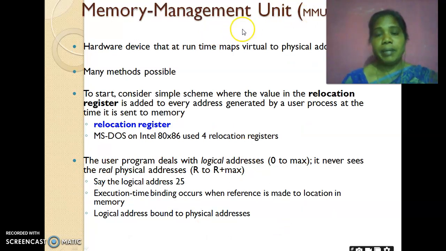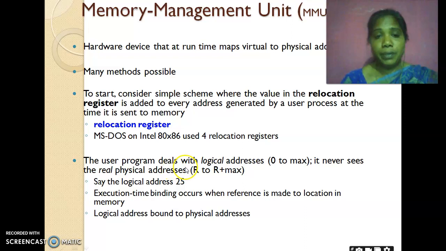Next it is the memory management unit, that means the MMU. It is the hardware device that maps virtual to physical addresses at run time. Many methods are possible in the memory management unit. To start, there is the relocation register. It is a simple scheme where the value in the relocation register is added to every address generated by a user process at the time it is sent to memory. That is the relocation register. MS-DOS on the Intel 80x86 used relocation registers.